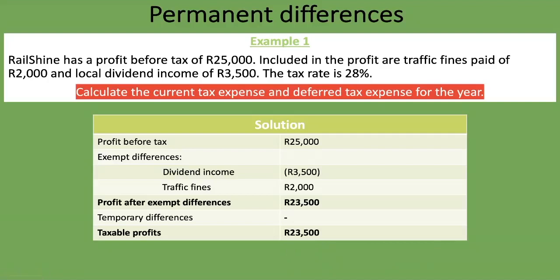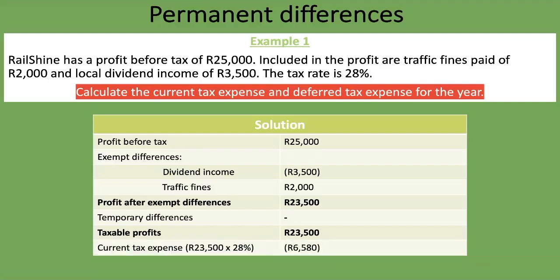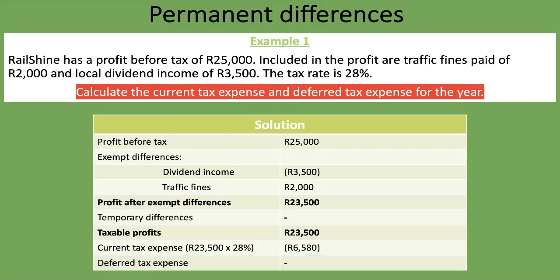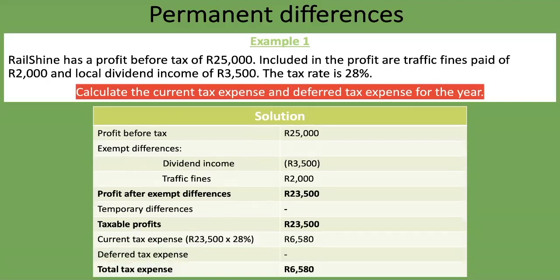Now we can calculate the current tax based on the taxable profits. Remember, the current tax is the tax that we have incurred during this period. So we put there the current tax expense, which is 23,500 rand times 28%, because that 28% is the tax rate we were given, and get an amount of 6,580 rand. Now again, we don't have any temporary differences. That means that we have no deferred tax. Remember, for permanent differences, we have no deferred tax. So we have here deferred tax expense, which is nil. And then we arrive at our total tax expense, which is the 6,580 rand.